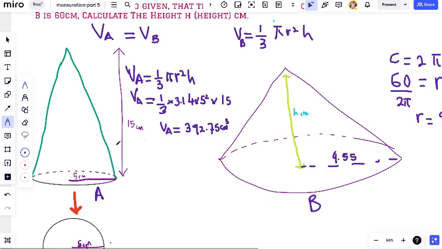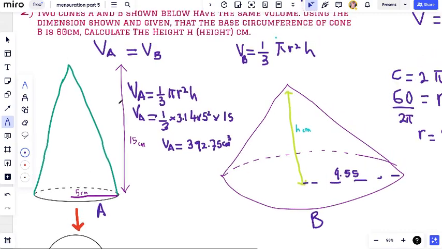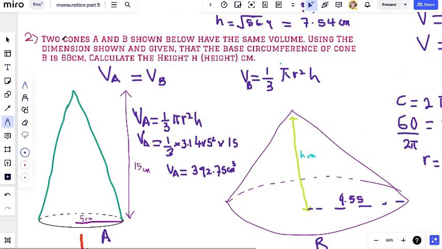Okay, so these are VA. Remember, they said the two cones have the same volume. So the two cones A and B shown below have the same volume. This terminology helps us to simplify the problem. By saying that cone A and cone B have the same volume, that simplifies our problem.